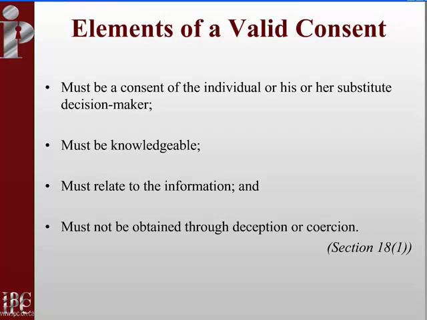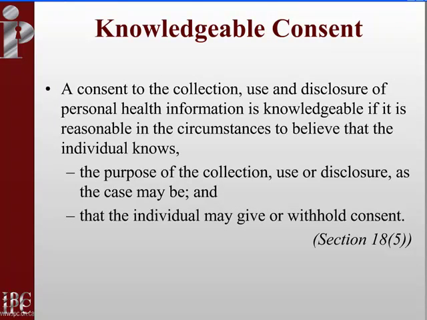Now, the elements of a valid consent. The consent has to be a consent of the individual or the individual's substitute decision maker, has to be knowledgeable, and I'll explain what that means in a minute. It has to relate to the information, and it must not be obtained through deception or coercion. And these requirements are set out in Section 18.1 of the legislation.